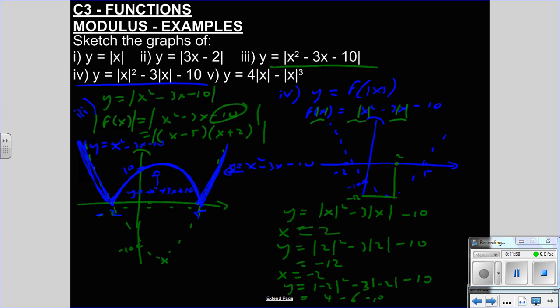And minus 10, so I still get minus 12 again, do you see? So at minus 2, instead of getting y is 0, I actually get minus 12 again. And I could keep going.